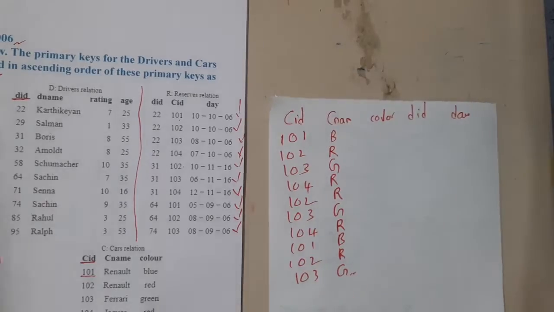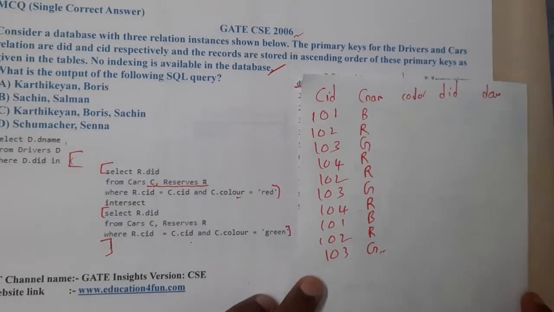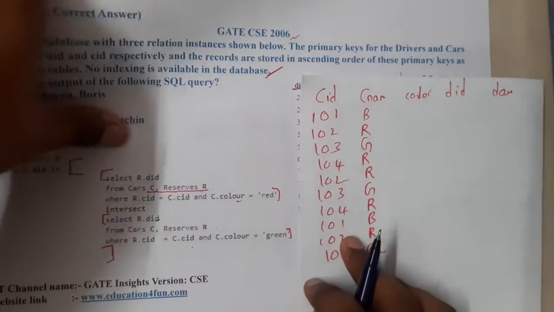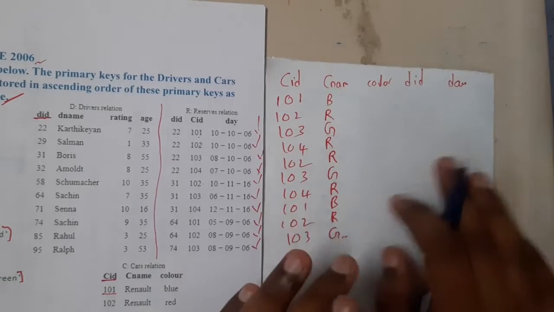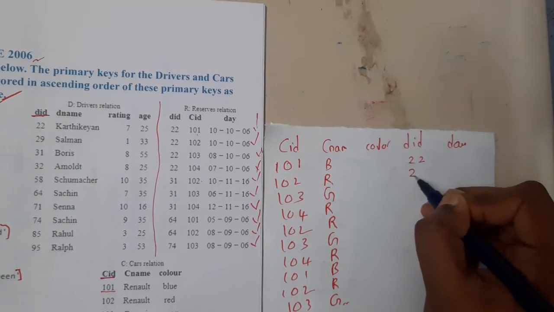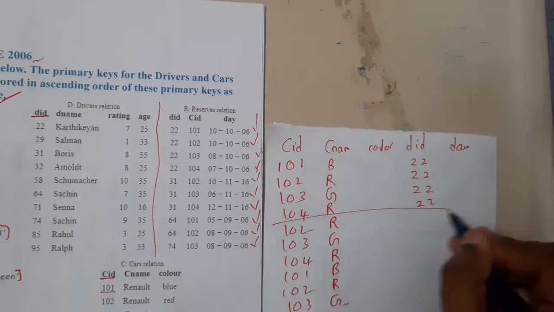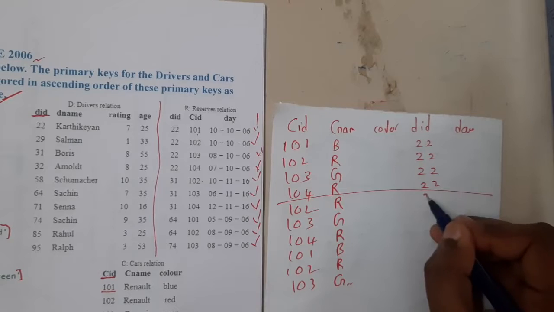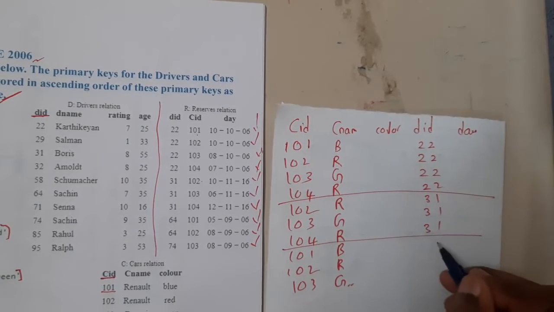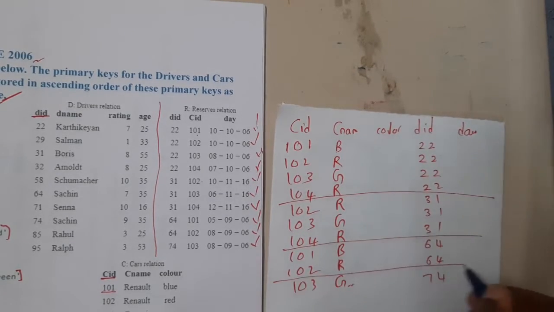Now both of these queries are just working on these colors only. We are selecting DID, so I think we need to write this DID also. Let me write that. It's 22 for most of them: 22, 22, 22, 22. Till here it is 22, followed by 31, 31, 31. So the next three are 31. After that it is 64, 64, 74. It's in this way.